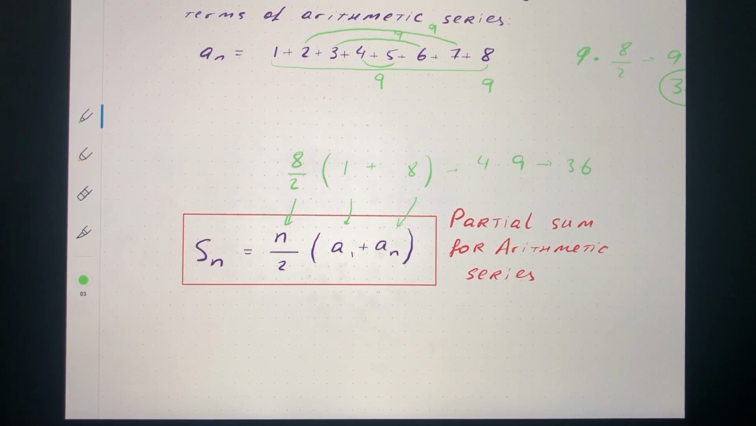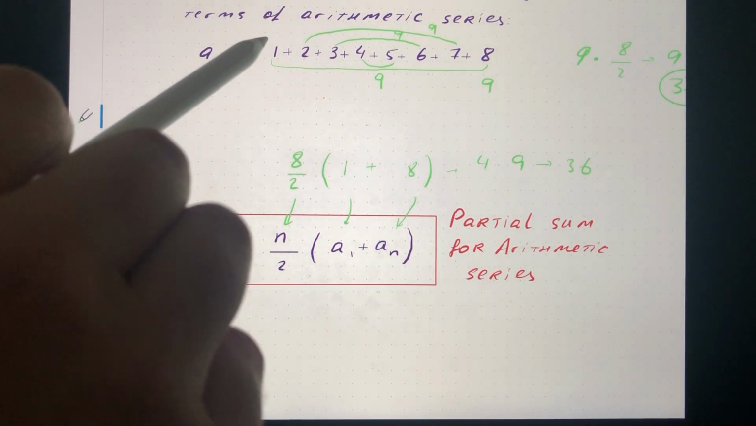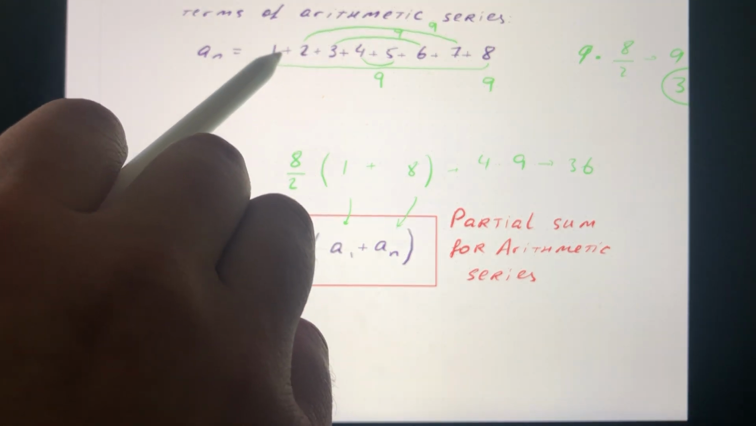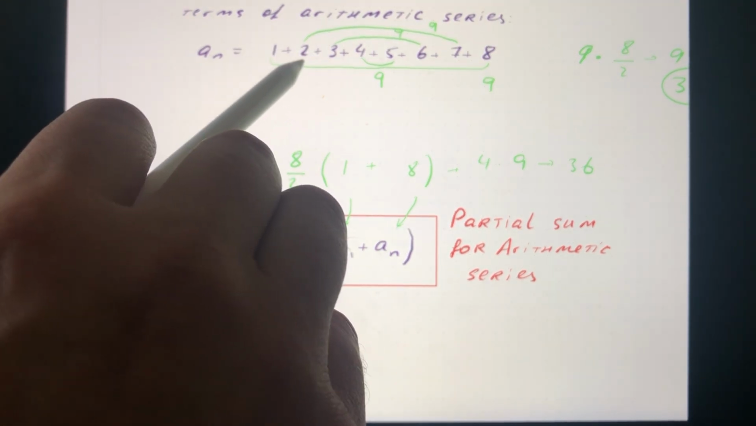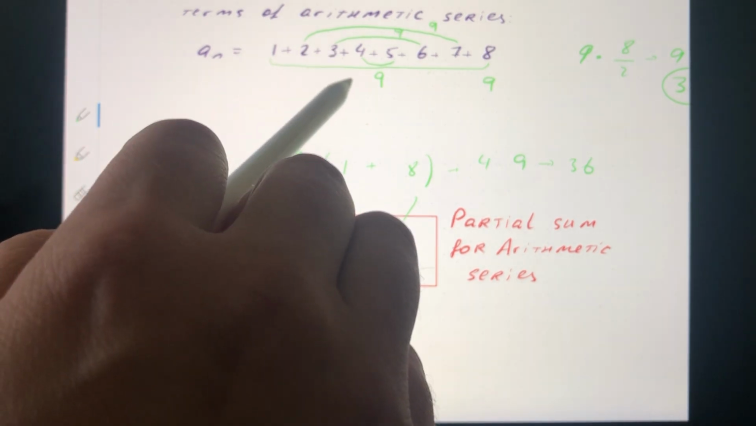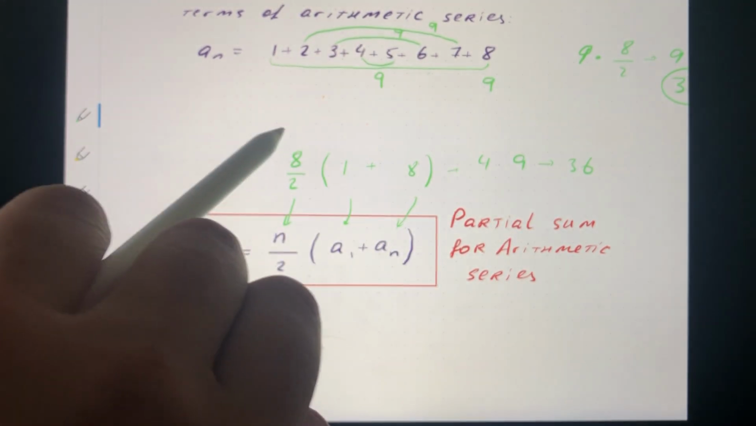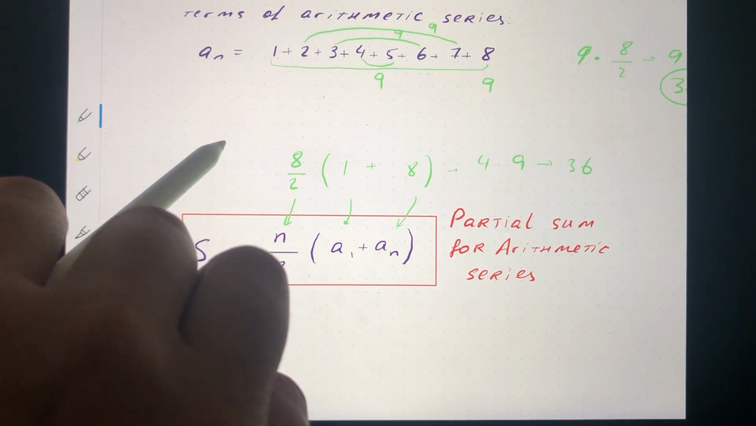And remember that arithmetic series simply means that to get from one number to the next, we are adding or subtracting the same number. So to get from 1 to 2, we add plus 1, plus 1, plus 1, plus 1, plus 1. That means we are looking at an arithmetic series.